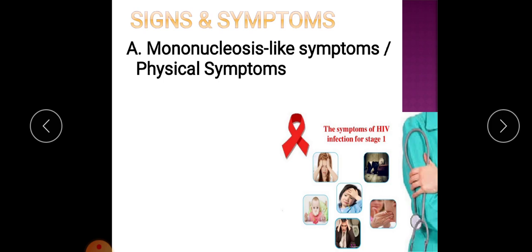So what are the signs and symptoms? We have here mononucleosis-like symptoms. Firstly, mononucleosis is the kissing disease. We can obtain this if we kiss someone with infectious mononucleosis. But in this case, as a sign of HIV, the mononucleosis-like symptoms can actually be present, no?